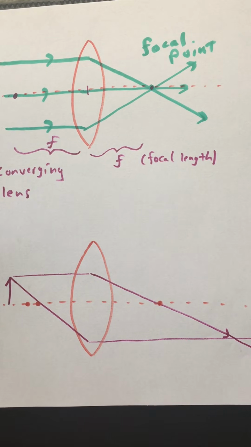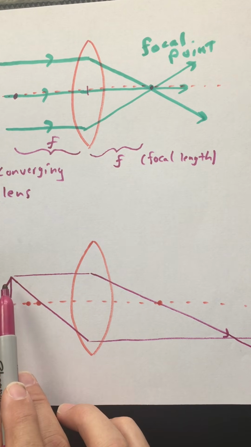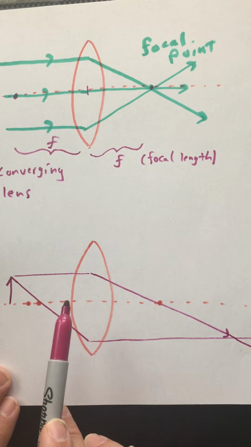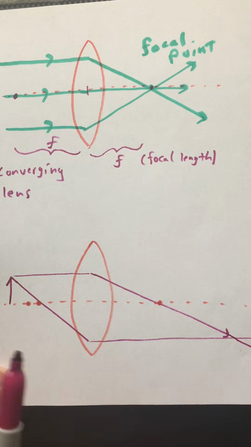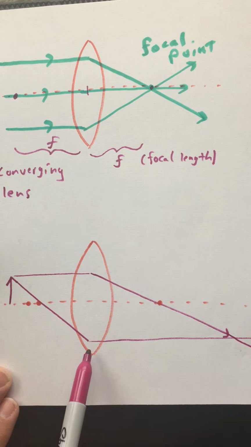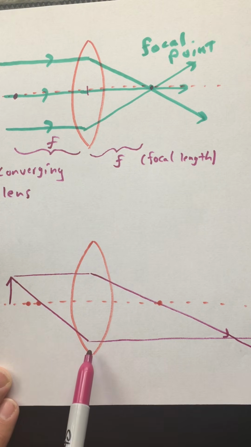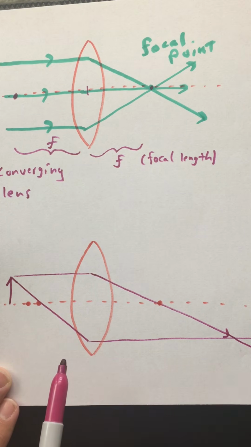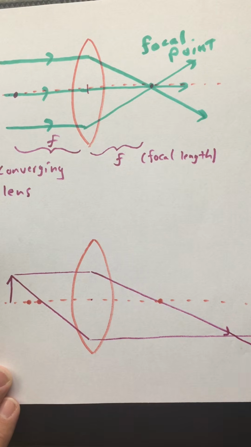If you're in my class, the ray tracing rules are in your Canvas. If they're not, here's the first one. A ray that enters a lens, a converging lens, parallel to its horizontal axis, exits through the focal point. A ray that enters a lens through its focal point on the same side as the object exits the lens parallel. There's one more. A ray that passes through the center of the lens, that's this point right there, travels straight as if nothing happened.